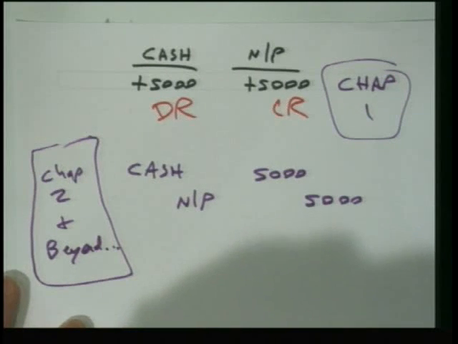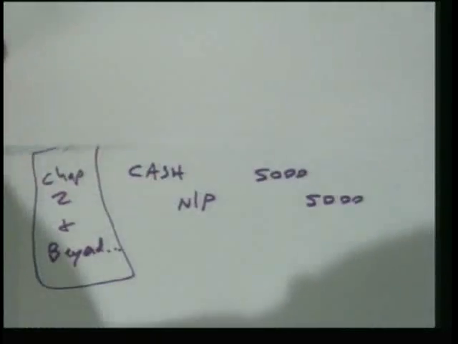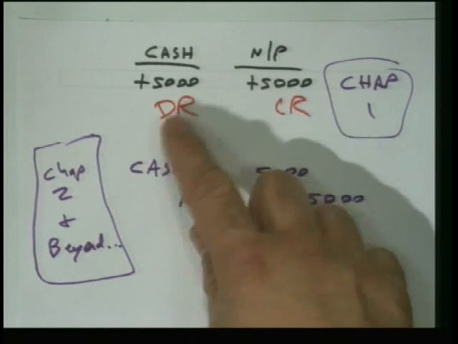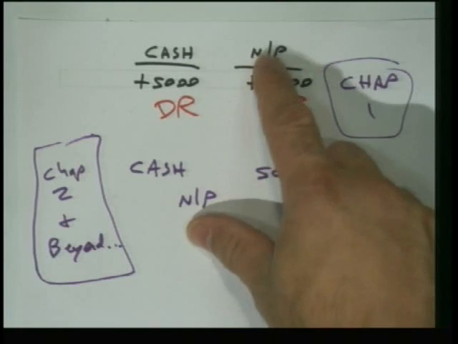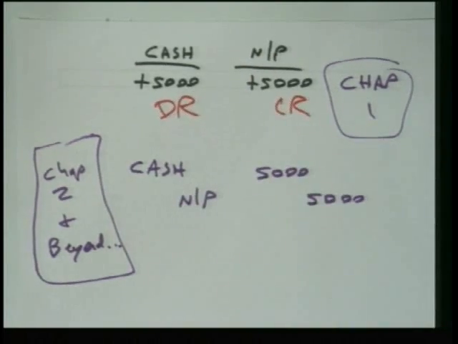Okay? You with me? But when you analyze a transaction, maybe you can't go straight to that. So just do it the Chapter 1 way first. Then ask yourself, how do I increase cash? You debit it. How do you increase notes payable? You credit it. And then use that to do your JE.